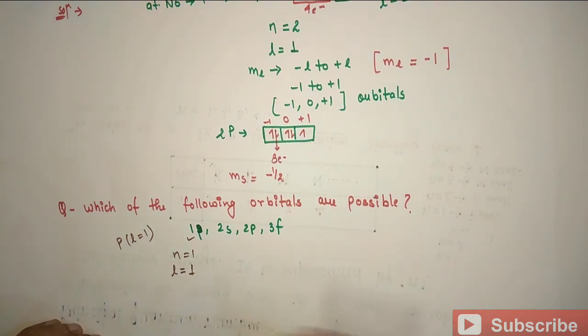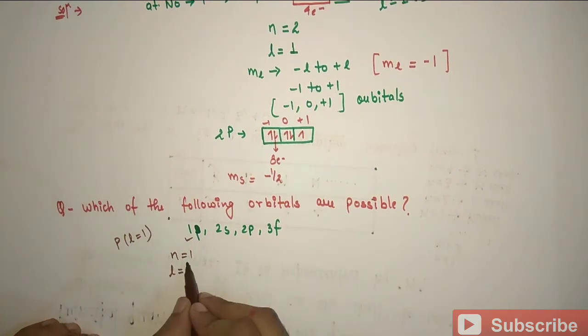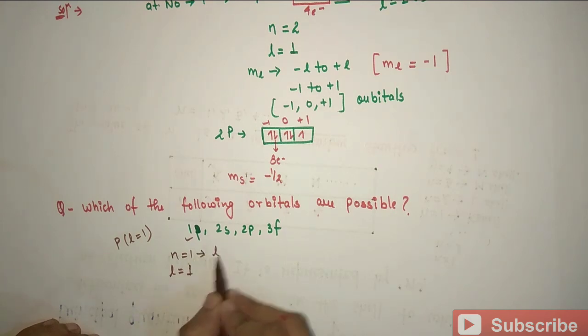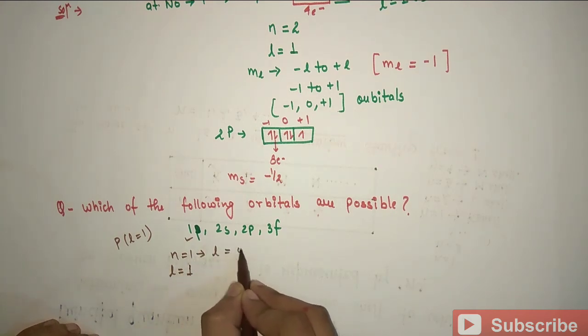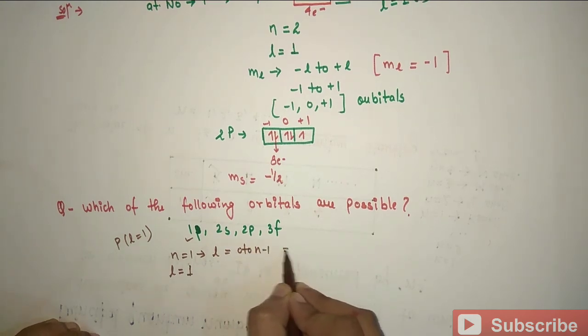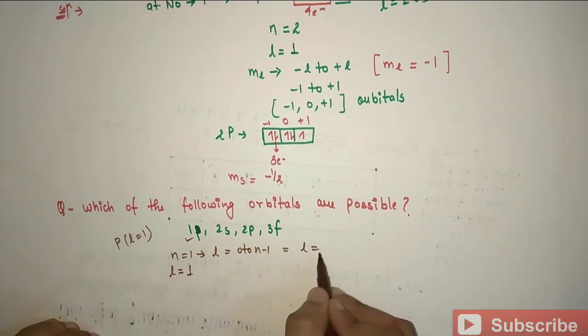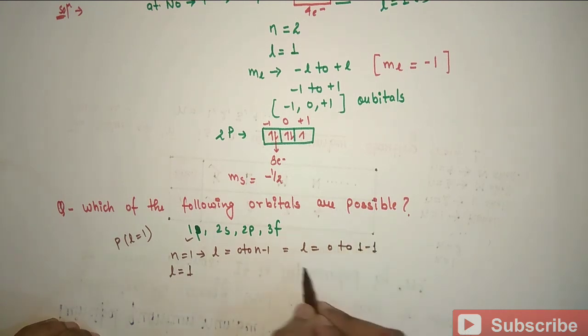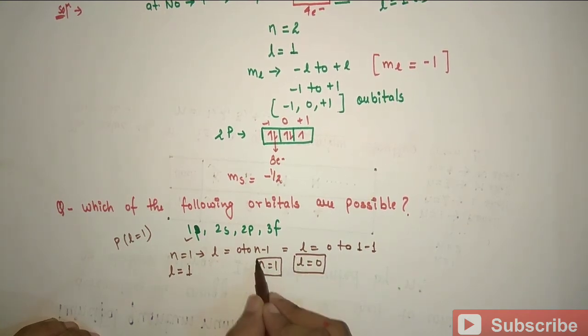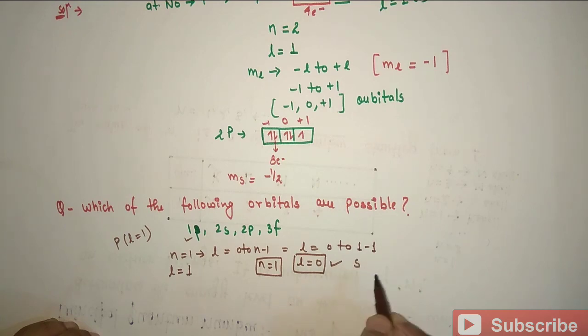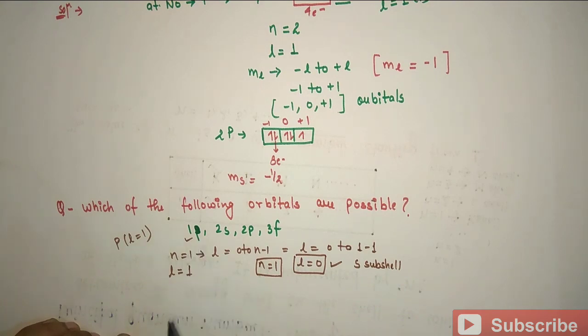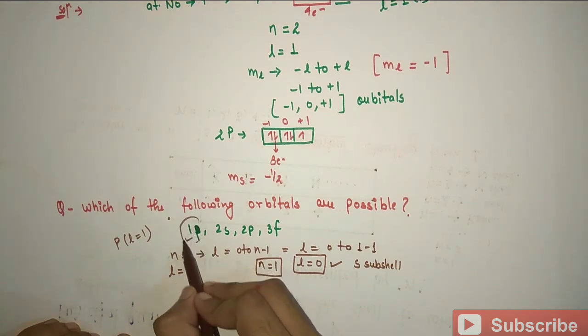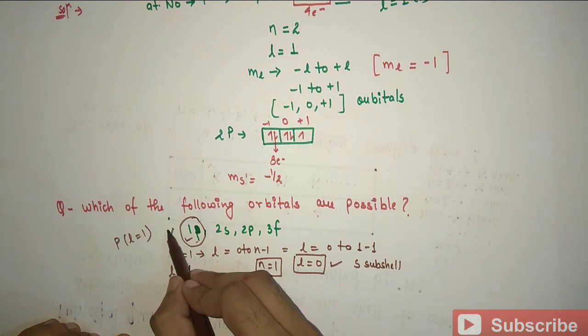Now if n is equal to 1, then the value of L should be 0 to n minus 1, which is 1 minus 1, so L comes out to be 0. So when n is equal to 1, the value of L should be 0, that is, it should be the s subshell, and here the p subshell is given, so it is wrong. So this orbital does not exist.